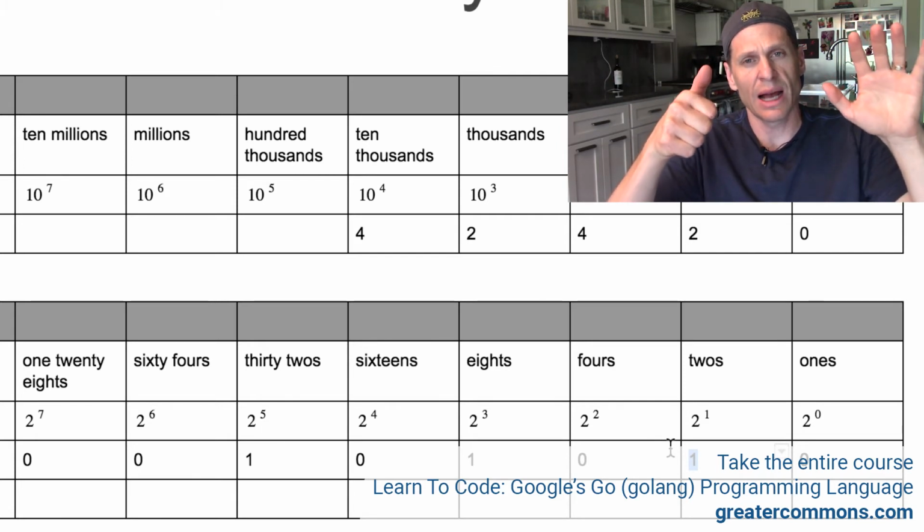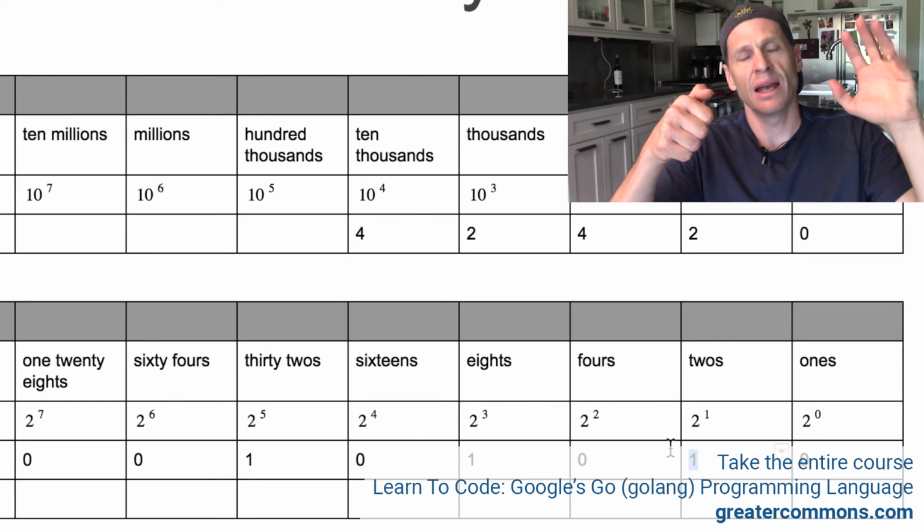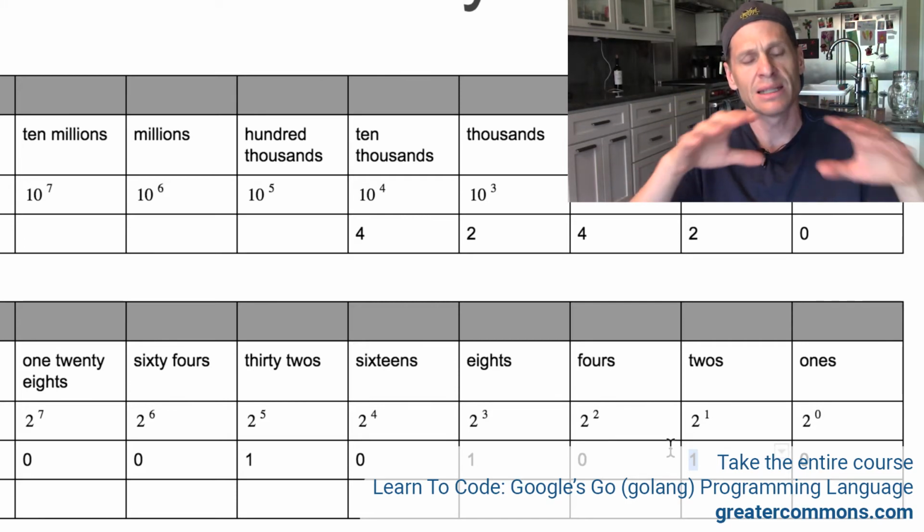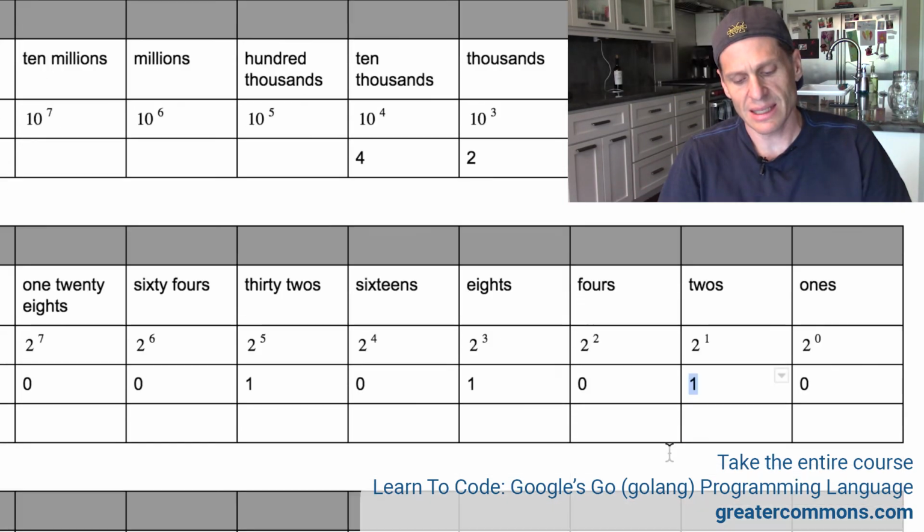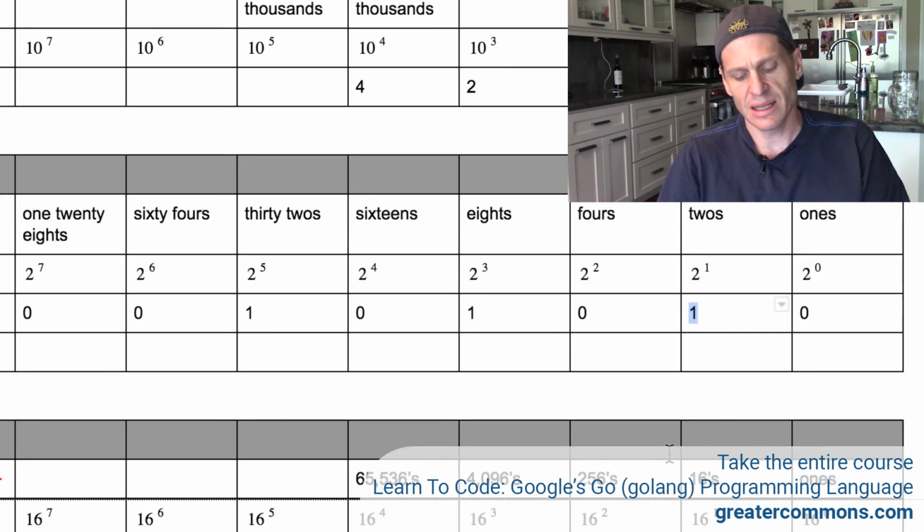0 through 9, and then A, B, C, D, E, F. A is 10, B is 11, C is 12, D is 13, E is 14, and F is 15. That's how you do it. So base 16, you're gonna do the same thing. 16 to the 0, 16 to the 1, 16 to the 2, 16 to the 3, 16 to the 4. And you'll get the 1 spot, the 16 spot, the 256 spot, the 4096 spot. And again, you could create numbers.